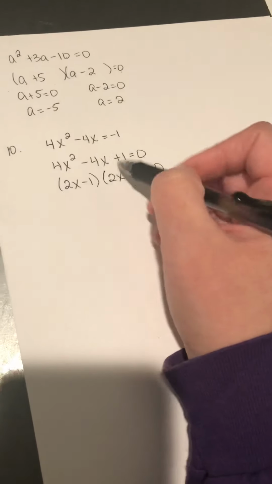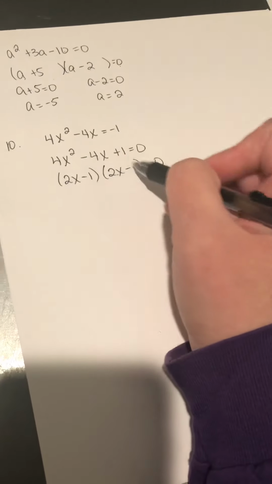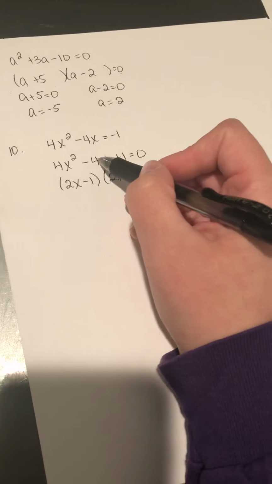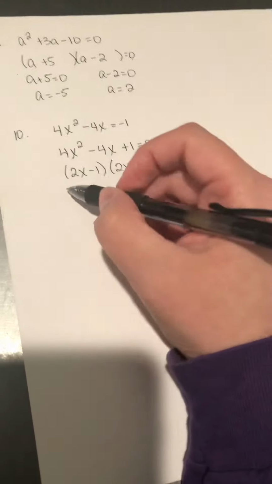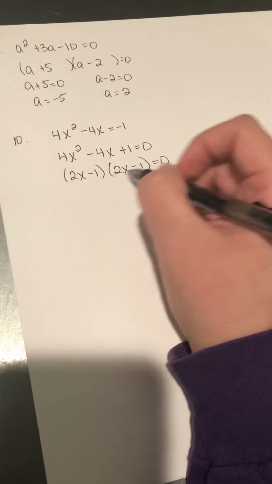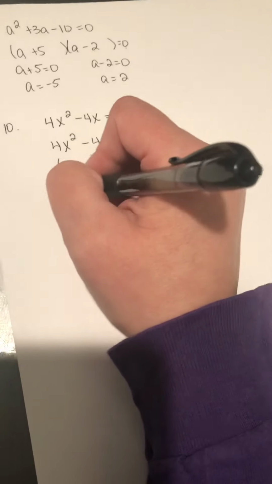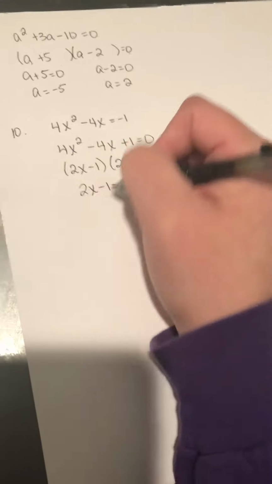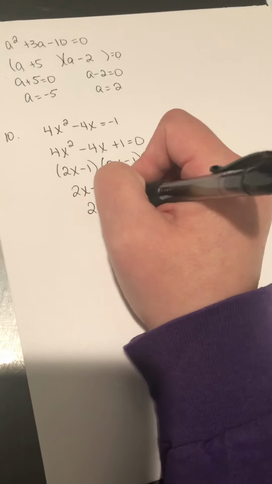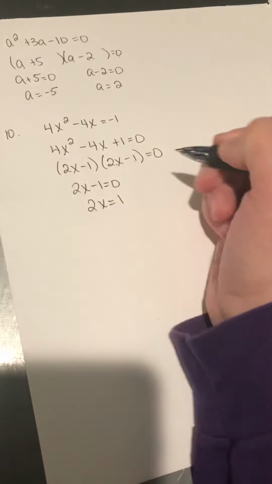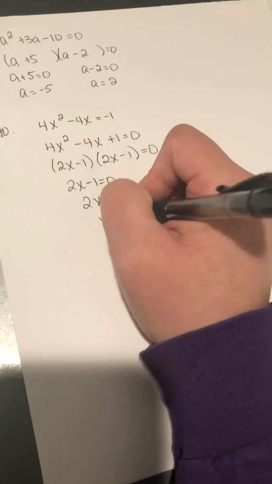And then this will factor into actually 2x minus 1 times 2x minus 1. Because you got 2x times 2x is 4x squared, minus 2x is minus 4x, and then negative 1 times negative 1 is positive 1. So this is the same thing 2 times, which is fine. So you would just set one of them equal to 0 because it would happen 2 times. So 2x minus 1 is 0, which means 2x is 1, so x is 1/2.